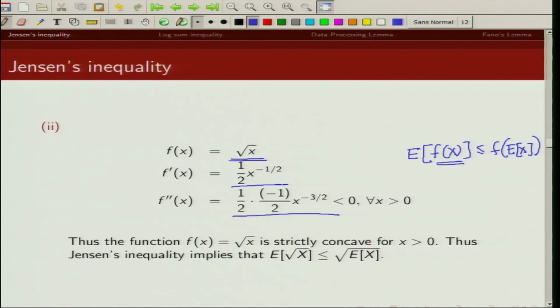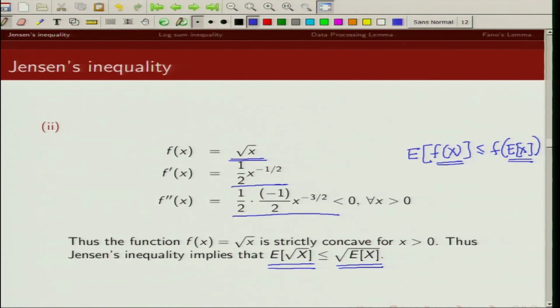So what is the function here? Function here is under root of x. So expected value of under root of x will be less than or equal to, now the function is under root x, so that means under root and function evaluated at expected value of x. So this expected value of under root x will be less than or equal to under root of expected value of x.